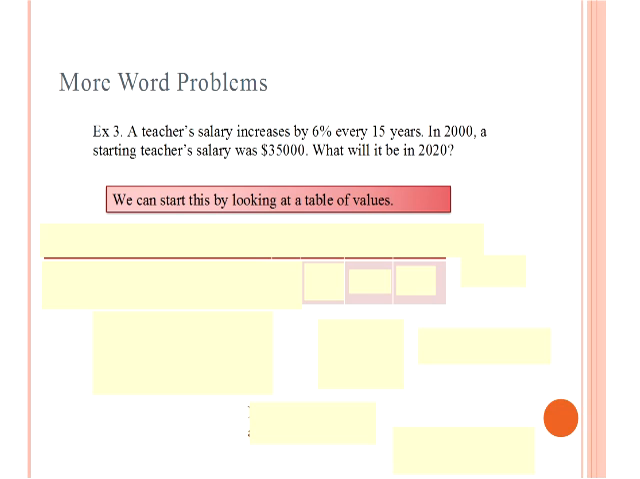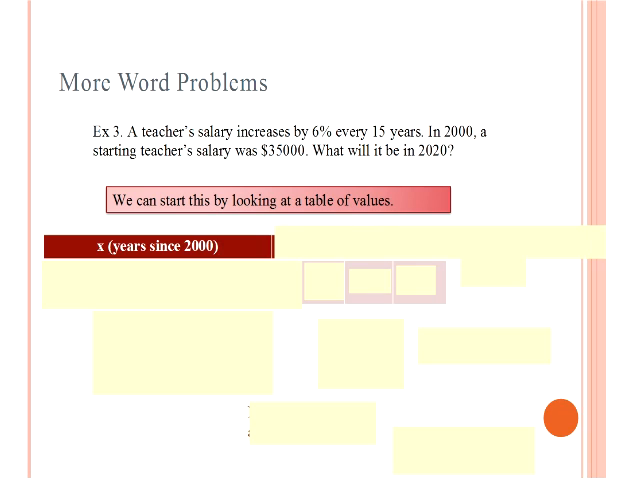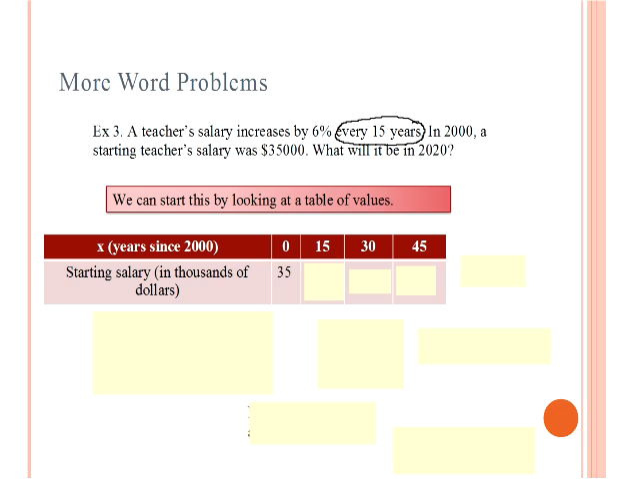Let's look at this by looking at a table of values. First thing we'll do is look at x being the number of years since 2000. Because the question says that it's increasing by 6% every 15 years, we'll look at 15-year intervals. And y will be the starting salary in thousands of dollars. So the first data point is $35,000. And so we want to figure out what this would be in 2015.